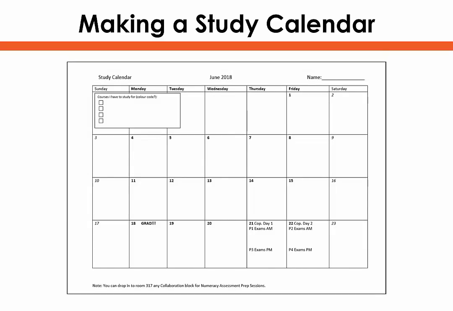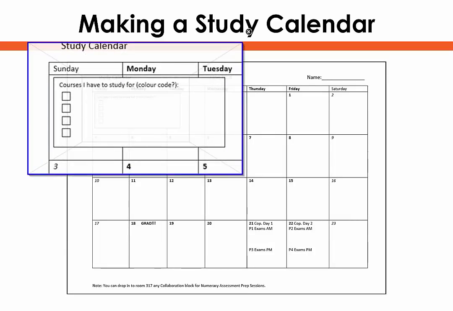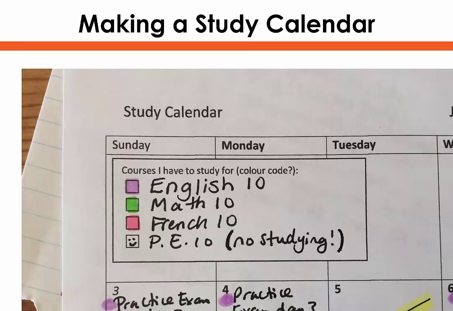You'll notice at the top that there's a place for you to list the courses that you're taking right now. There are also little boxes for you to color code them if that's something that will help you keep track of what you're studying and make your calendar easier to read. For example, if you're taking English, Math, French, and PE, you can assign colors to each of the courses that need studying for final exams.